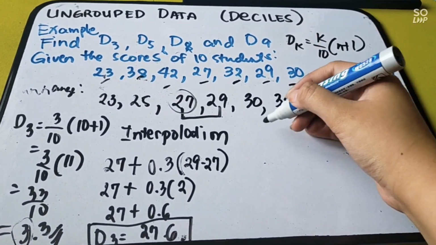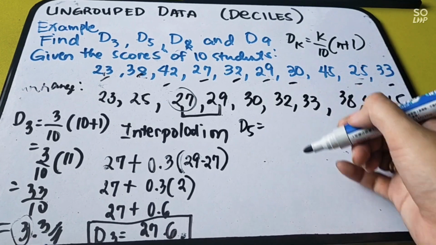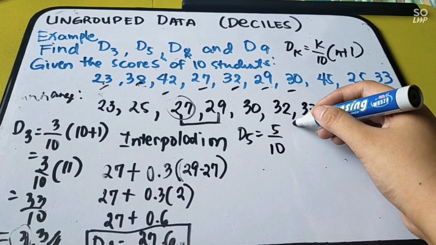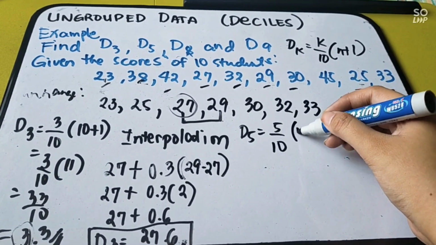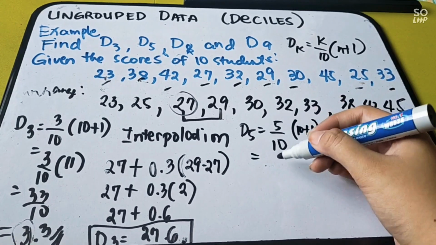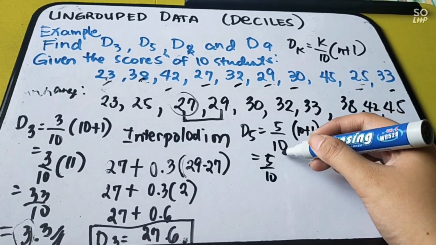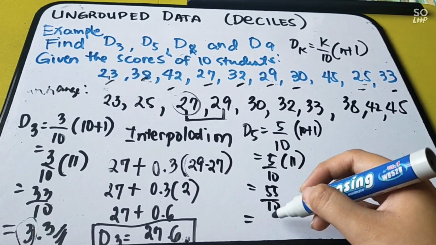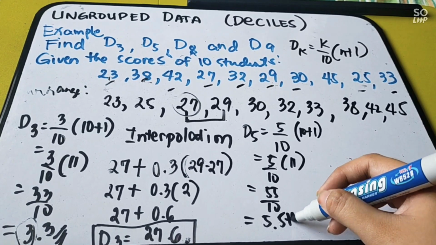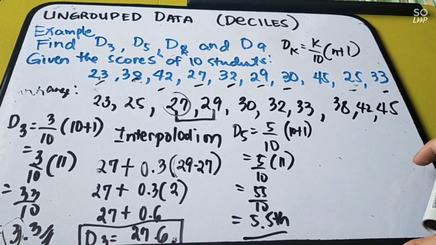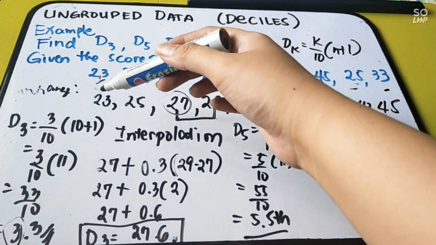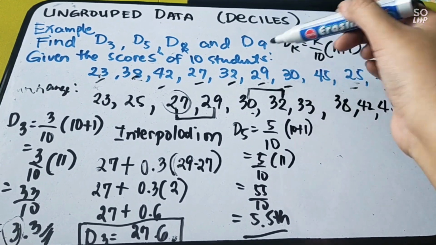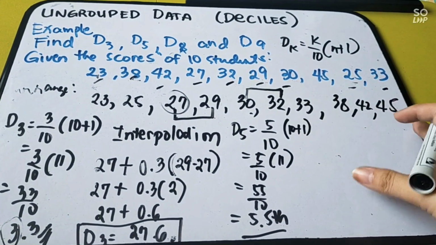Let us have decile 5. Fifth decile. Dito tayo sa fifth decile. Sa fifth decile, we have 5 over 10 times, we have 10 plus 1. 5 over 10 times 11. So, this is 55 over 10 or equal to 5.5. Okay, pang 5.5. So, it's between 5 and 6. We have 1, 2, 3, 4, 5. So, nandito si fifth decile. Yan. Between 30 and 32.